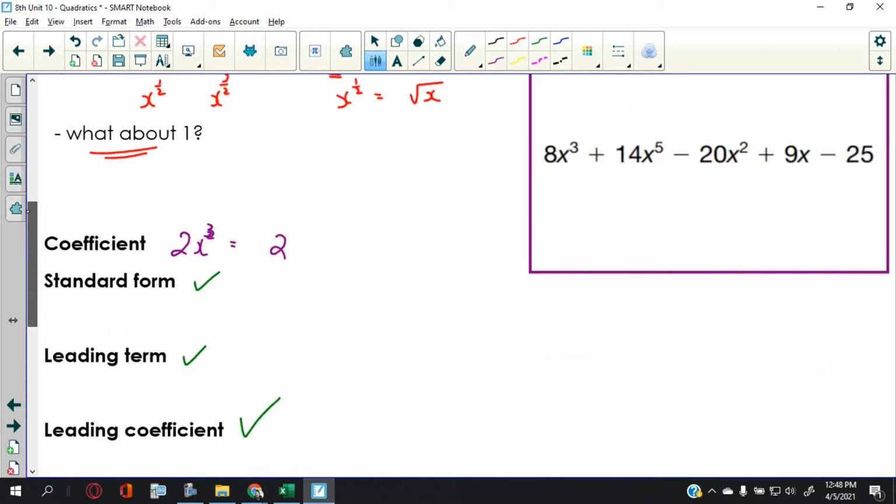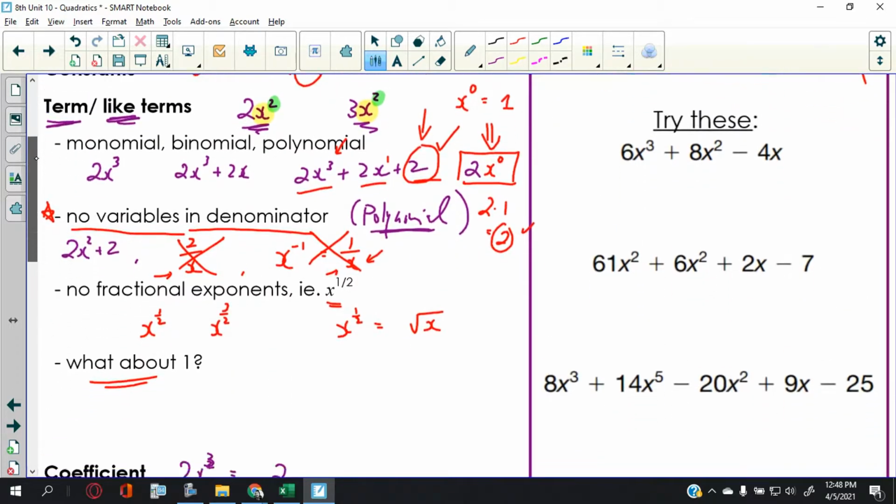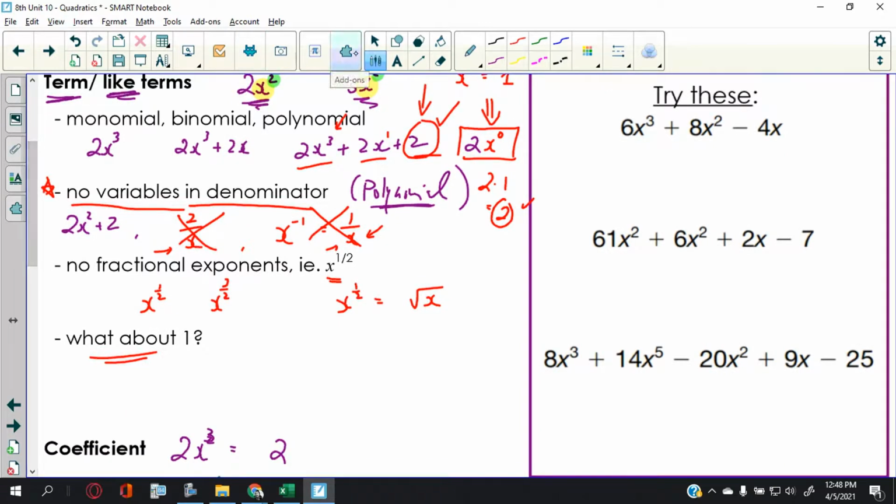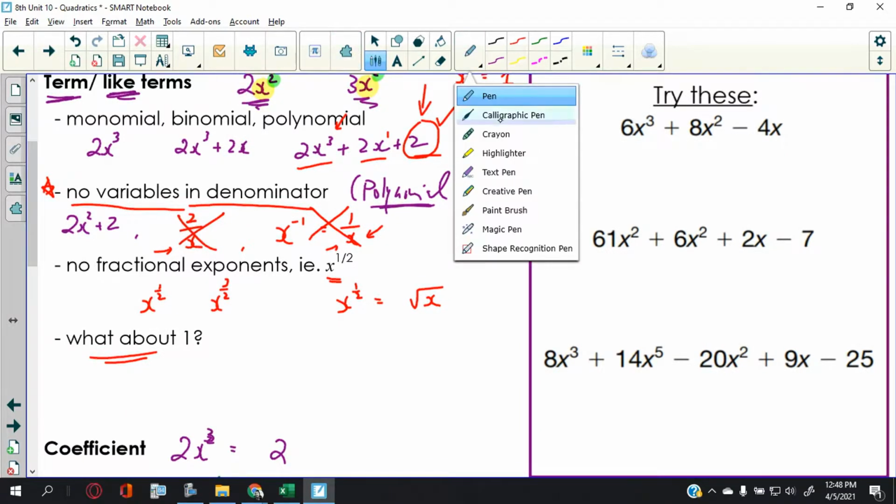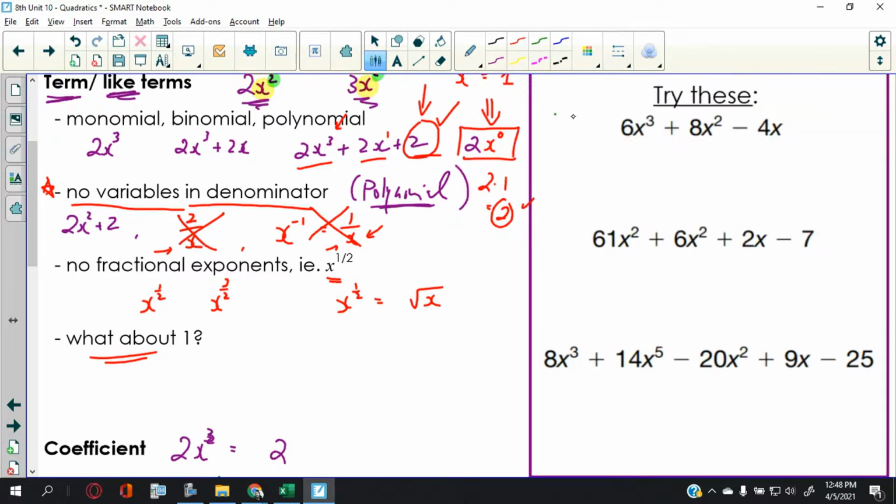Now, let's wrap up today's lesson by talking about everything we've used before. Maybe I'll just do one or two examples with you guys. So look at this one. How many terms are there? Yep, three terms. What's the follow-up question? Is this a monomial, binomial, or trinomial? Three terms, so trinomial.